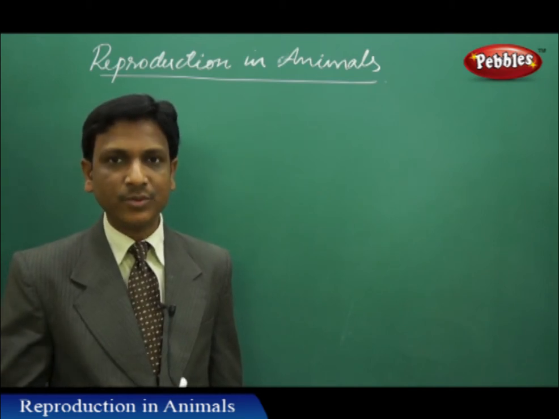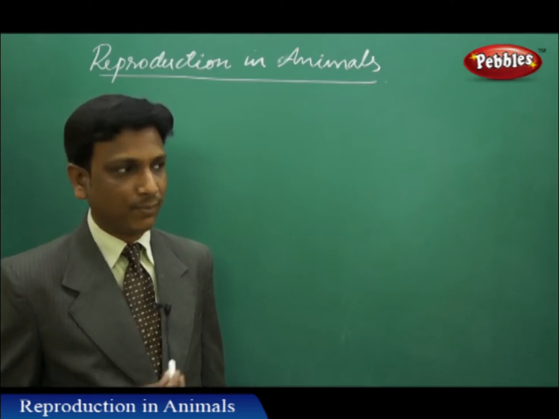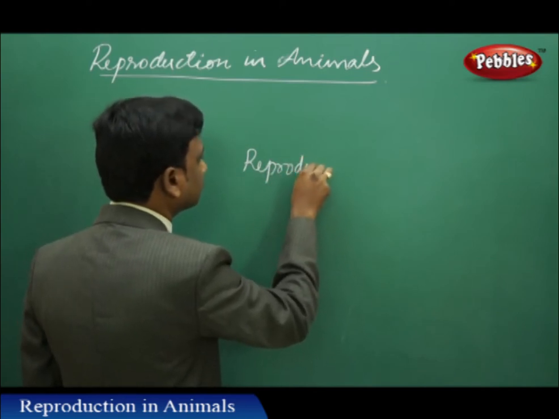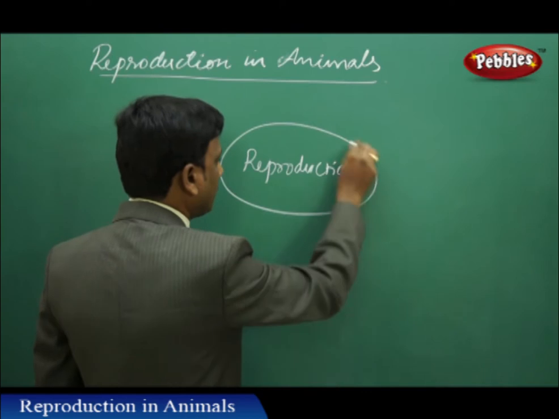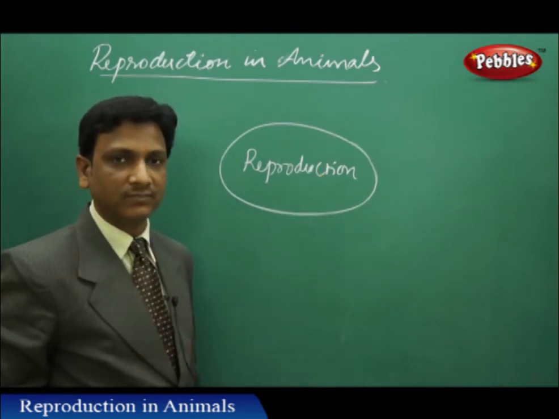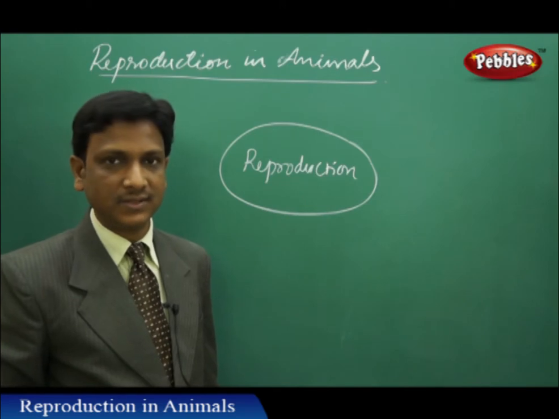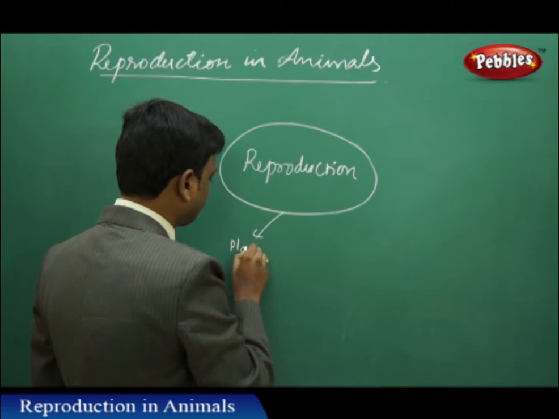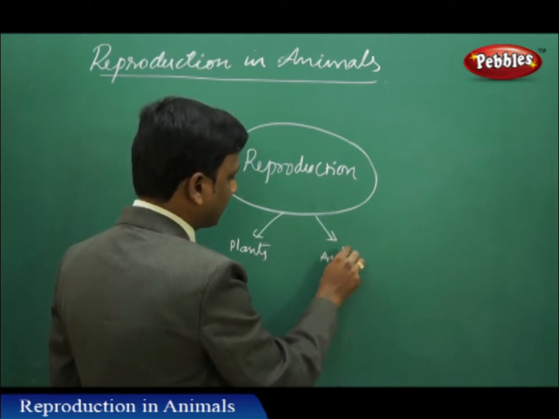Organisms perpetuate their race, they continue their species, by a process known as reproduction. So reproduction is the producing of their own kind. This is the ability of organisms. Reproduction is seen in both plants and animals also.